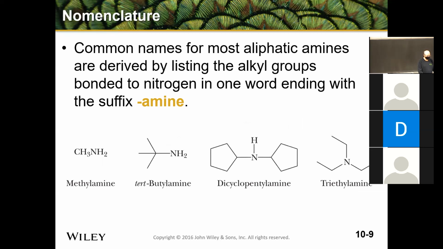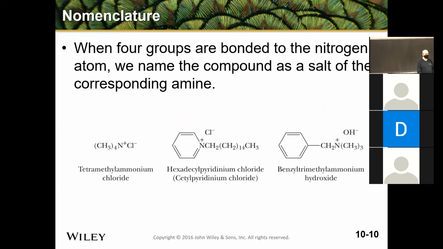Common names, once again, we can name the alkyl or aryl groups that connect to the nitrogen and then the word amine. So methylamine, tert-butylamine. This last one would be triethylamine. This is dicyclopentylamine. Okay, so we just name the groups that are attached to the nitrogen. That's the common name. Common names are widely used commercially still in the United States.